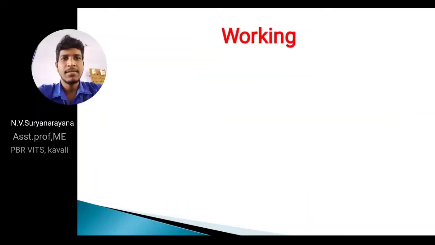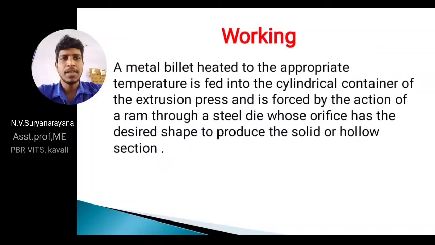And next, the working of extrusion. Initially, a metal billet, we already know that a billet is a squared part having dimensions 50 to 125 mm, already preheated to the appropriate temperature, is fed. That means we are giving the feed into the cylindrical container of the extrusion press, and it is forced by the action of a ram through a steel die whose orifice has a desired shape, to produce solid or hollow sections. That is about the extrusion process.